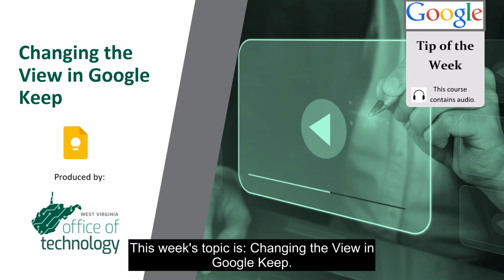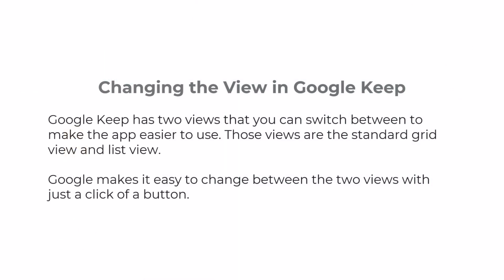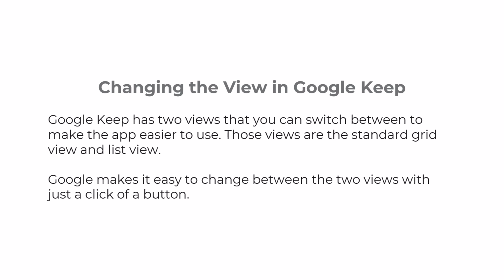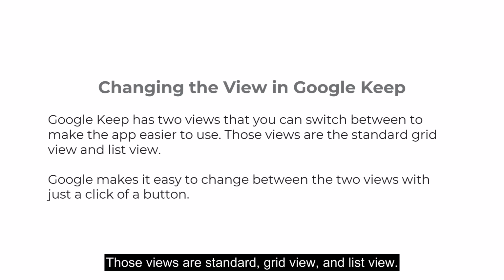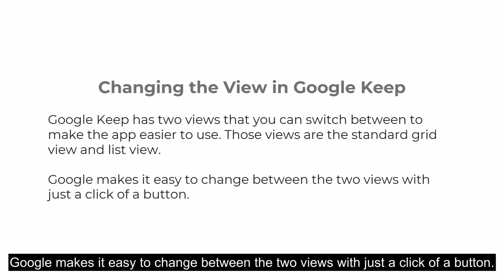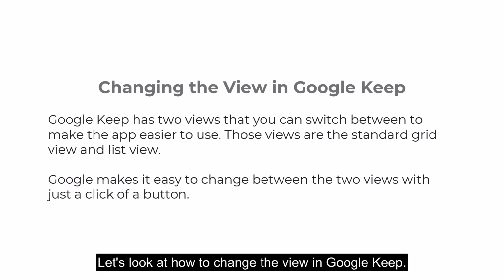This week's topic is changing the view in Google Keep. Google Keep has two views that you can switch between to make the app easier to use. Those views are Standard, Grid View, and List View. Google makes it easy to change between the two views with just a click of a button. Let's look at how to change the view in Google Keep.